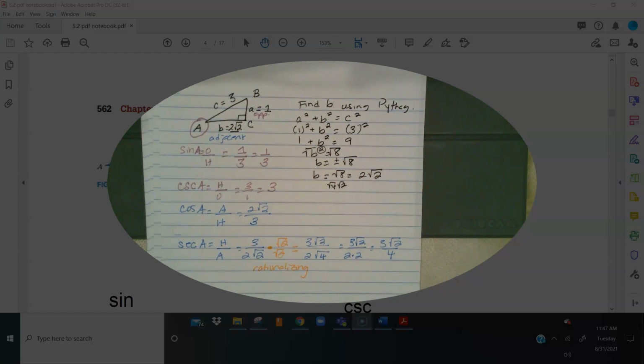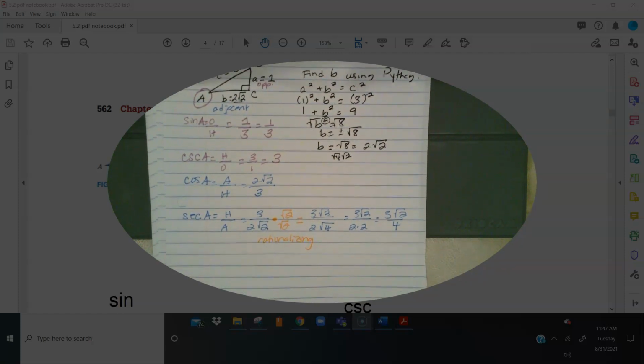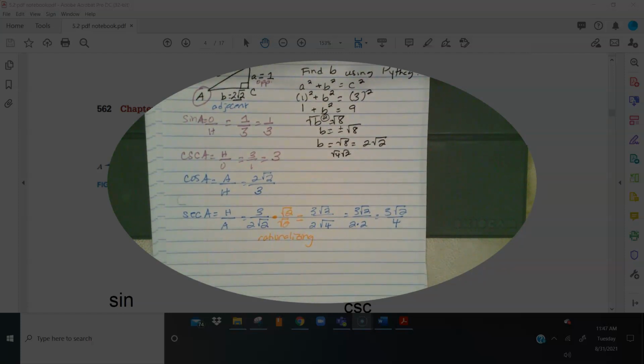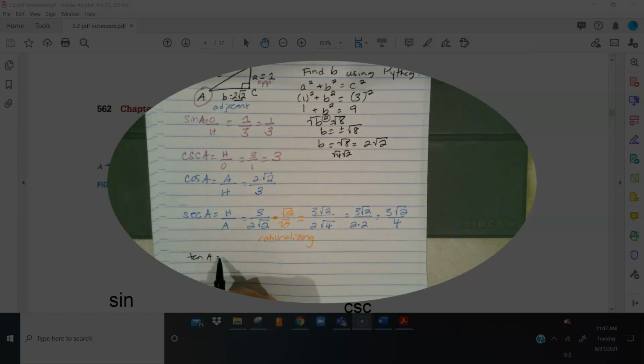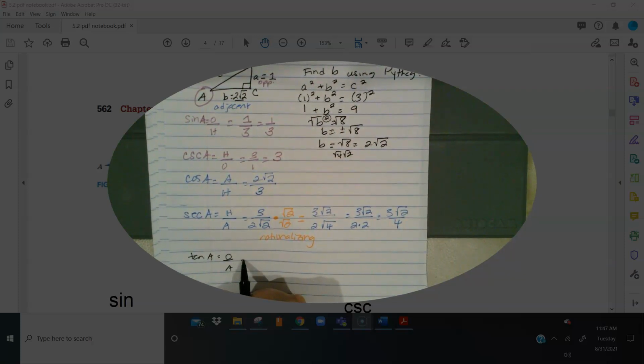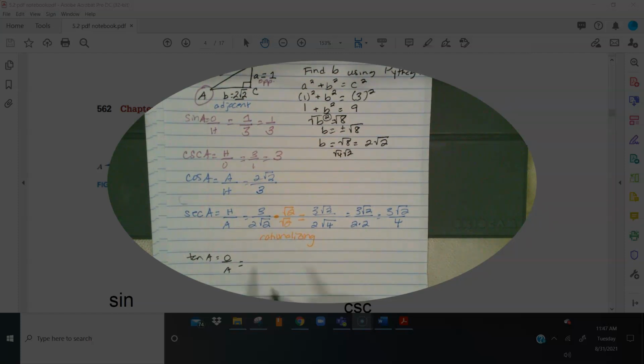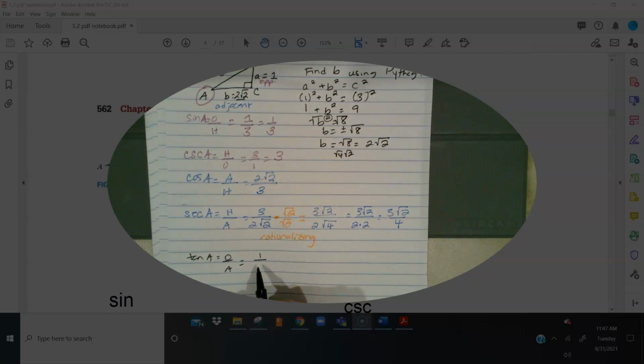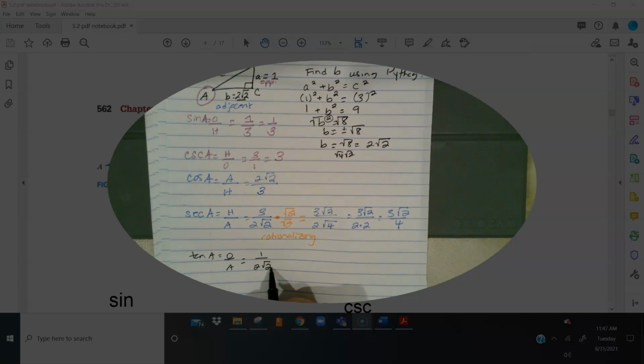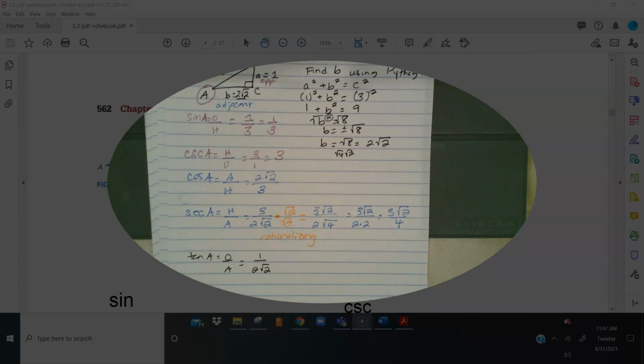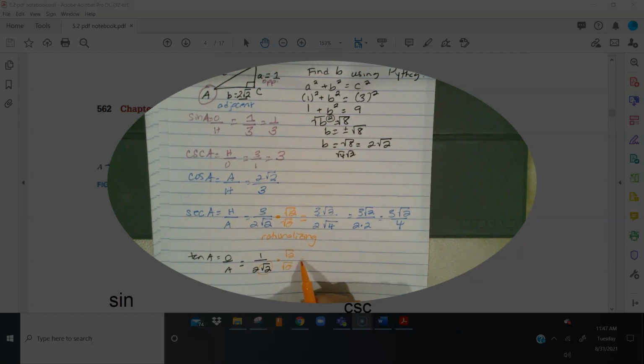Okay, let's slide up just a little bit. We've done sine, we've done cosine. The last one of these to refer to is tangent. So tangent of A is the opposite side over the adjacent side. The opposite side was 1. The adjacent side was 2 square roots of 2. Okay, this one will need to be rationalized as well, so it's that same process you see just above it. The irrational part is the square root of 2, so we'll multiply top and bottom by the square root of 2.